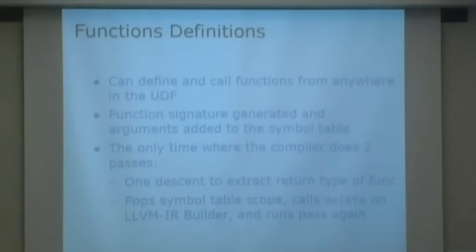This is the only place where the compiler does two passes. First, it needs to do a pass to generate the function signature, and then it has to do another pass in order to actually generate the function itself.